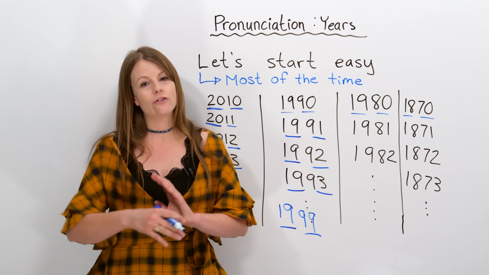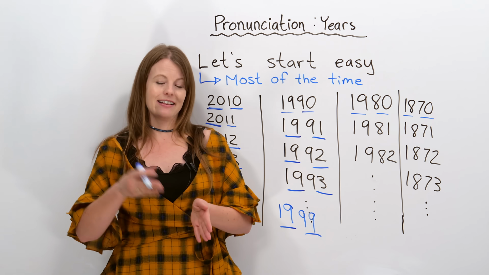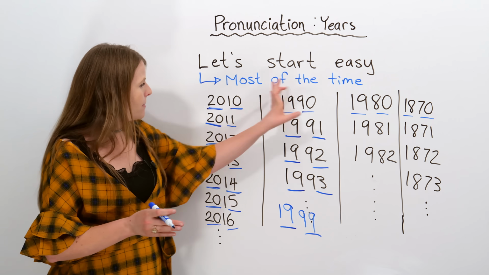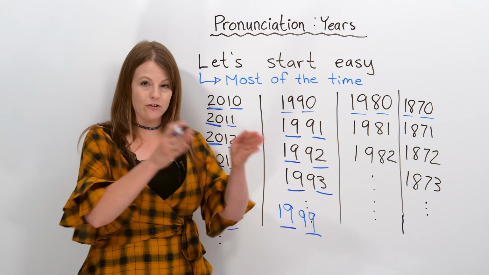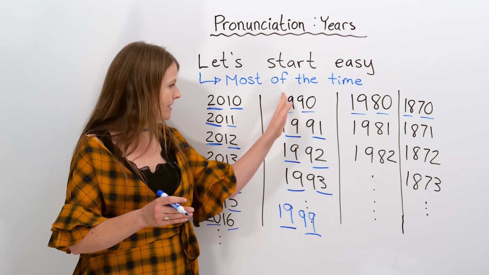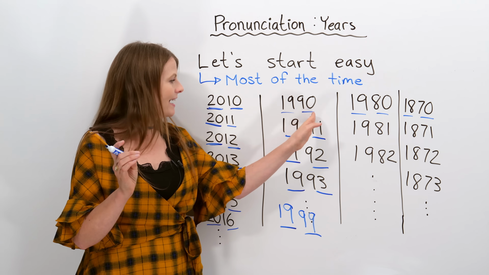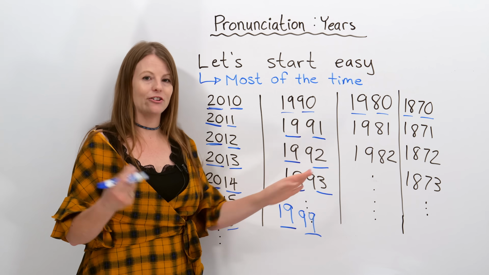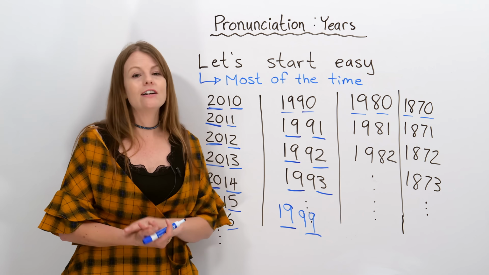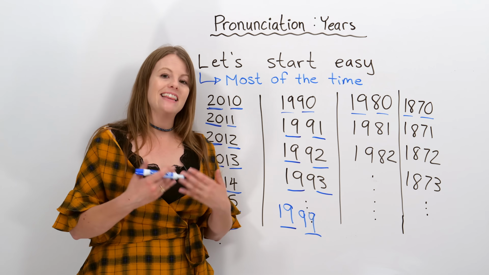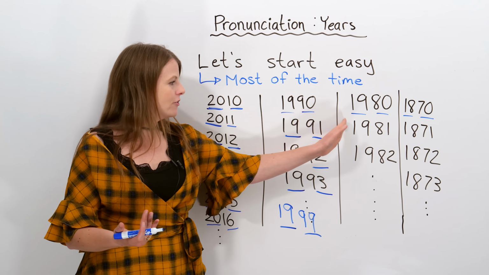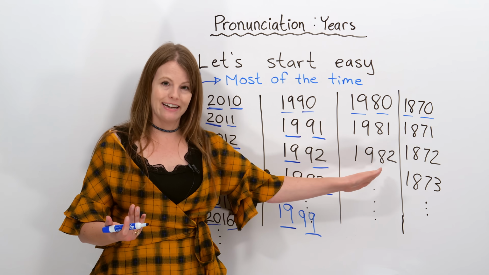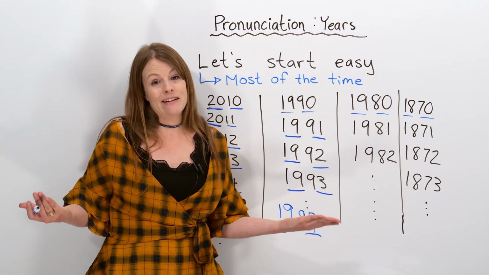Okay, so we have nineteen ninety-nine. 2000 is a different story, so we'll get to that a little bit later. But all of these are pronounced in two parts. We have the first number, which is the nineteen, and the second number, in this case ninety, ninety-one, ninety-two, and so forth. What about if you were born in the 80s? How do you pronounce numbers from this decade? Well, it's the same rule.